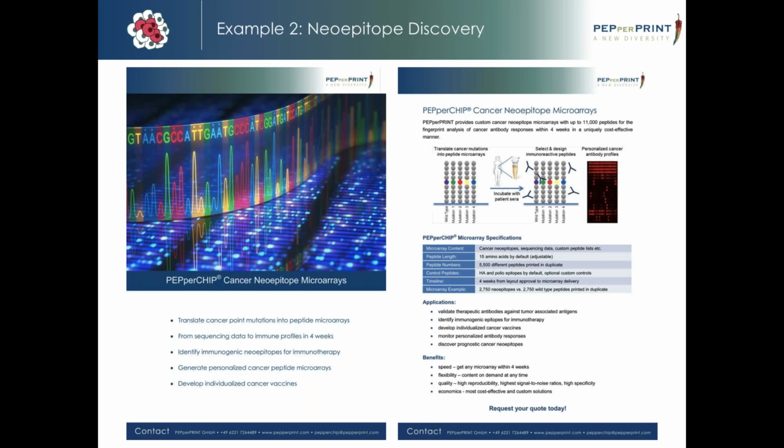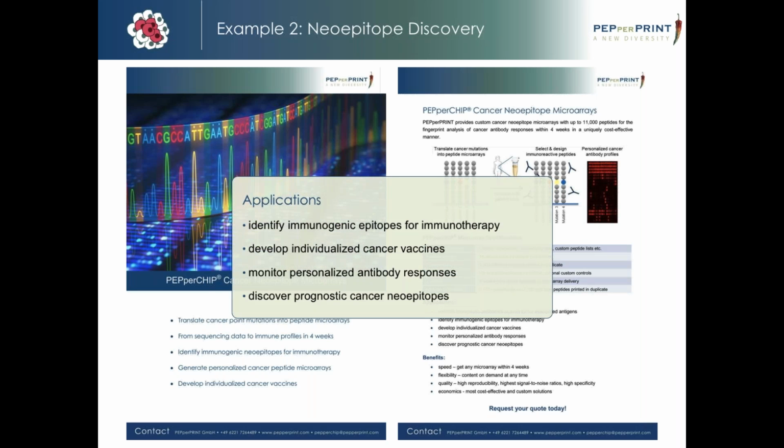So for the first time, these cancer neoepitope microarrays enable the translation of sequencing data into personalized peptide arrays within 4 weeks. This novel cancer peptide microarray generation paves the way for a range of new applications in cancer research, including the development of cancer vaccines, the identification of immunogenic epitopes for cancer immunotherapy, or the discovery of prognostic cancer neoepitopes. So we're very happy to present this new data published by David Hahn and his group. And it's probably one of PEPperPRINT's highlights of this year.